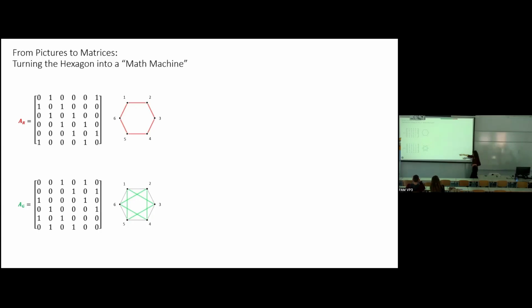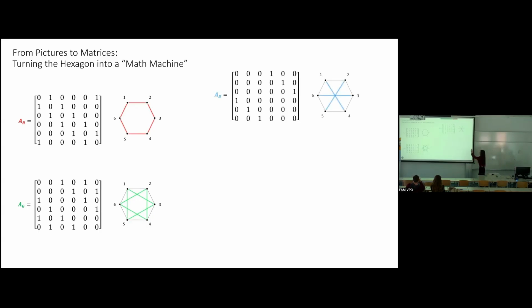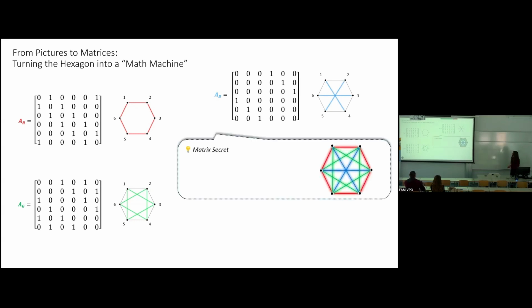And also, we check this: we find two ones along the columns and along the rows, because we know that in this graph we have exactly two red connections for each vertex, and two green connections for each. The same strategy applies here. Great. What's then the secret?